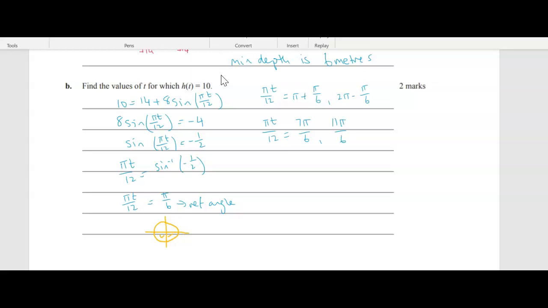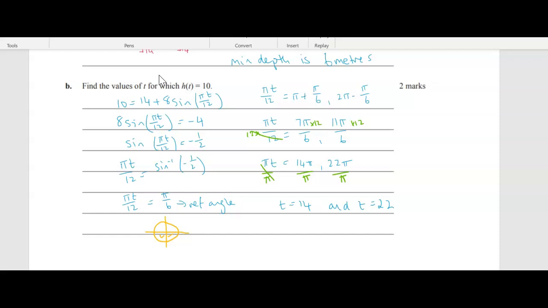All right, so let's get rid of that 12. So we'll multiply everything by 12, so they cancel out. All right, so that goes. So I'm left with pi t. Okay, so the 12 on 6 becomes 2, so I'm going to have 14 pi, and then 22 pi. Divide both sides by pi, just to get t on its own. So t is equal to 14 and t is equal to 22.